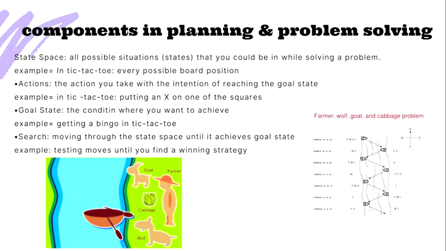State space is all possible situations that you could be in while solving a problem. Example: in tic-tac-toe, every possible board position. Actions: the actions you take with the intention of reaching the goal state. Example: in tic-tac-toe, putting an X on one of the squares. Goal state: the condition you want to achieve. Example: getting a bingo in tic-tac-toe. Search: moving through the state space until it achieves the goal state. For example, testing moves until you find a winning strategy.